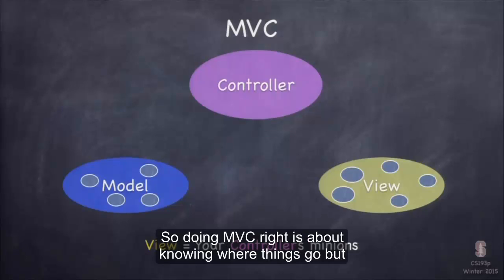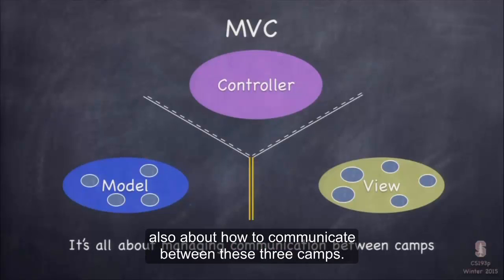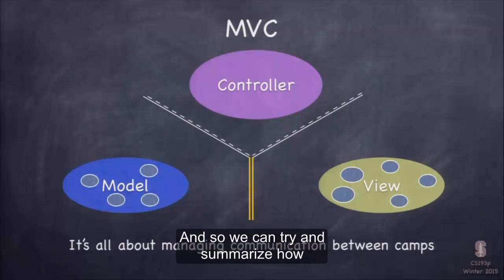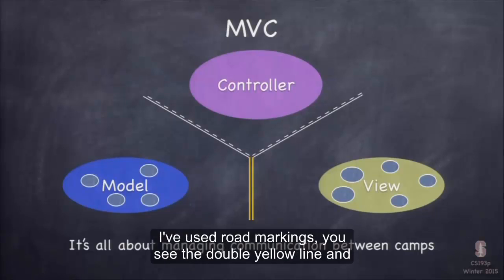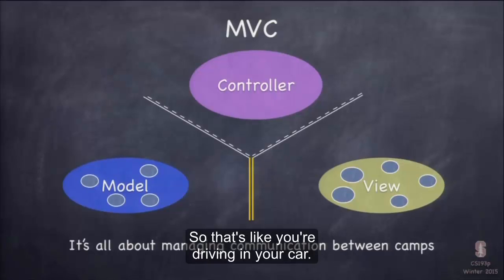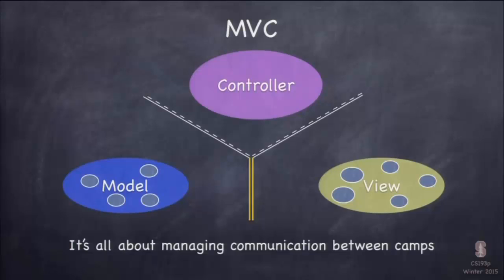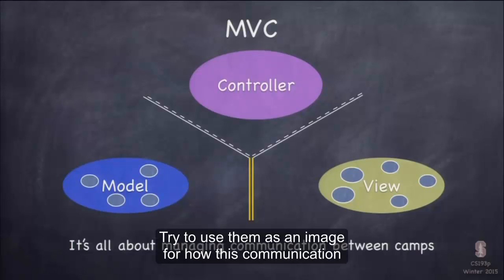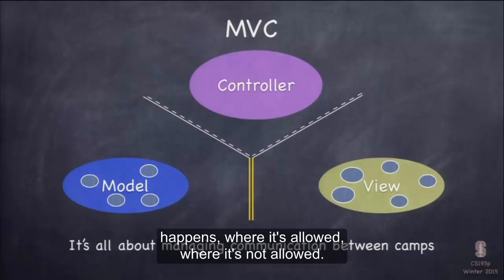So doing MVC right is about knowing where things go, but also about how to communicate between these 3 camps. I'm going to try and summarize how the communication works between these camps, and I've used road markings. You see the double yellow line and then the dashed white line, like when you're driving in your car. Try to use them as an image for how this communication happens, where it's allowed, where it's not allowed.